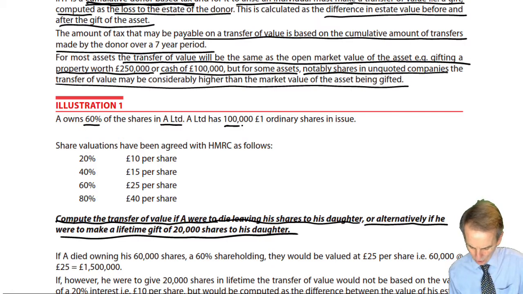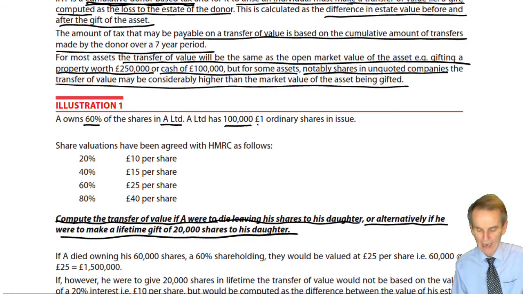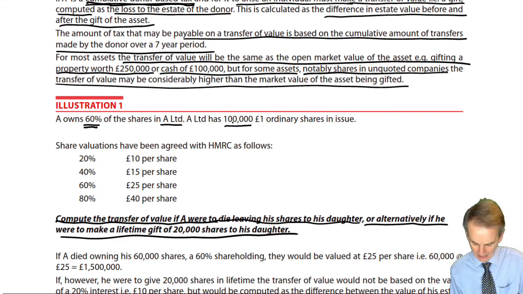A Limited has 100,000 £1 ordinary shares in issue. Share values have been agreed with HMRC as follows. Now, very obviously, he's got 60%. 60% of 100,000 is 60,000 shares prior to making any transfer. Share valuations have been agreed with HMRC as follows.